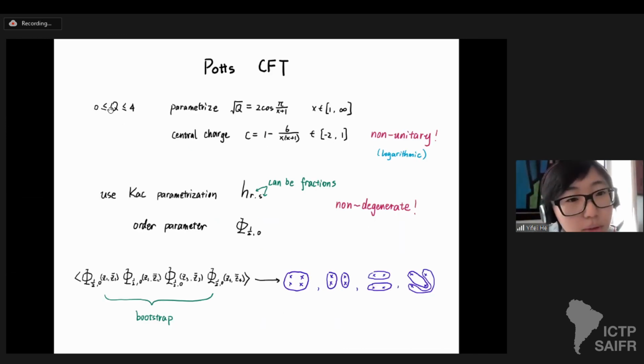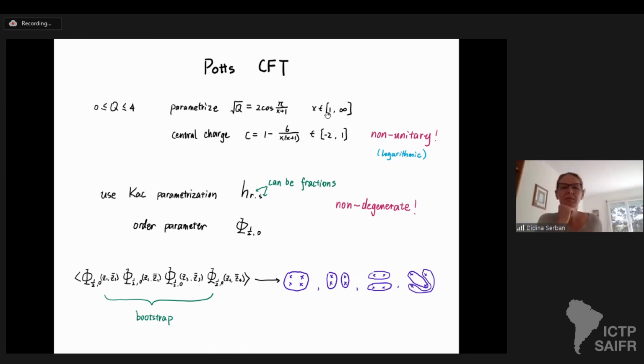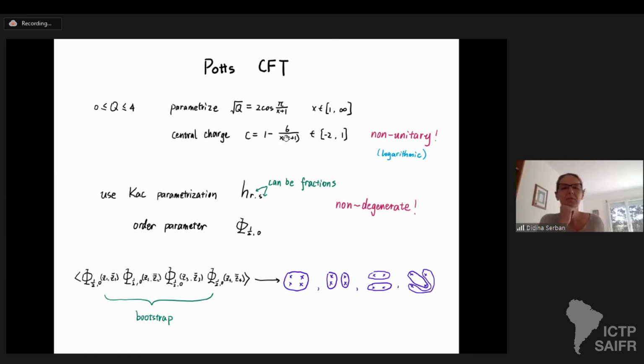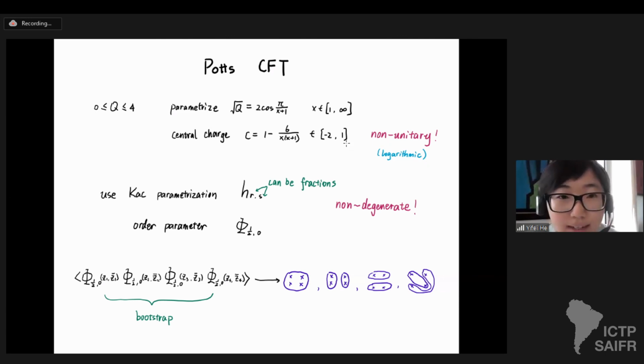So for Q between 0 and 4, there's a CFT describing the continuous phase transition. And we can parameterize this Q variable in this way, where the X takes continuous values from 1 to infinity. Then the central charge of the corresponding CFT is given by such expression, which takes continuous values from -2 to 1. And from here, we see that the Potts CFT is in general non-unitary.